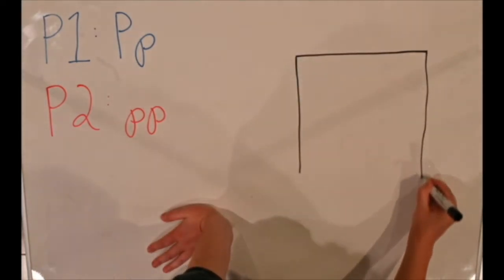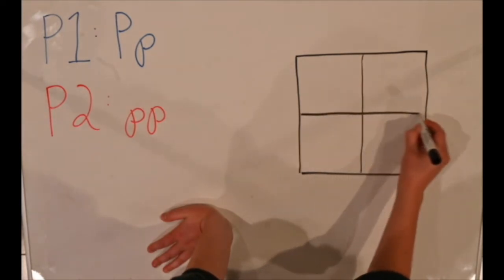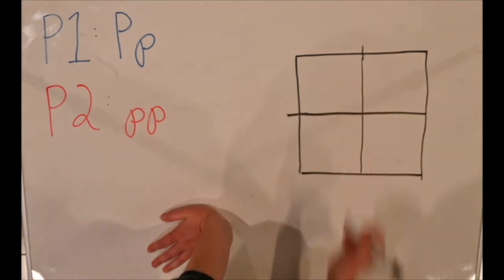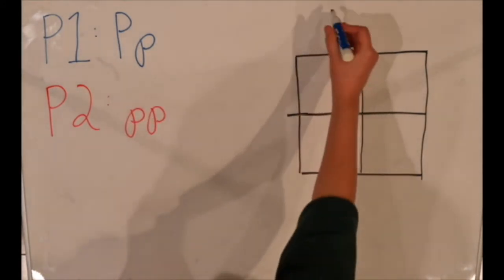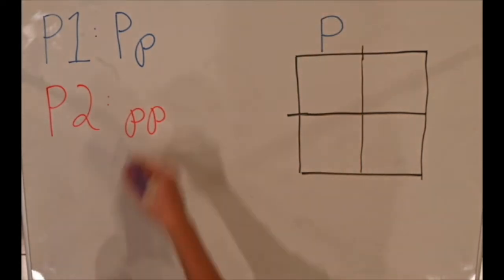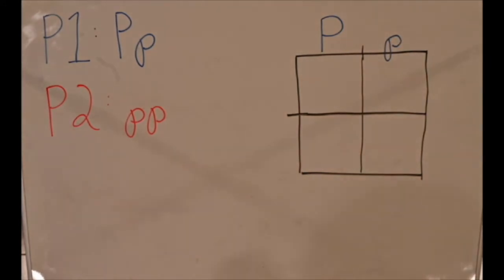Now I'm actually going to start drawing the Punnett square, and as you might imagine, first you start out with drawing a square, and then you want to split that square into 4 equal sections. Across the top of the Punnett square, I'm writing the 2 alleles from parent 1's genotype, and down the side of the Punnett square, I'm going to write the 2 alleles from parent 2's genotype.